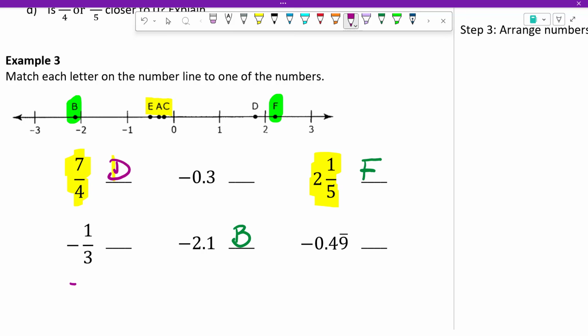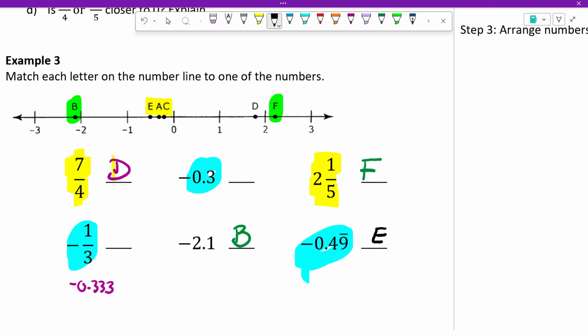0.33333, right? Negative 0.3333 this time, right? So we have these 3 numbers left. Which one is the most negative? Middle top is not the most negative. The last one. Which one's the last one? Far right one, right? Negative 0.49 is more this way than that one. All right, so this one would have to be E.